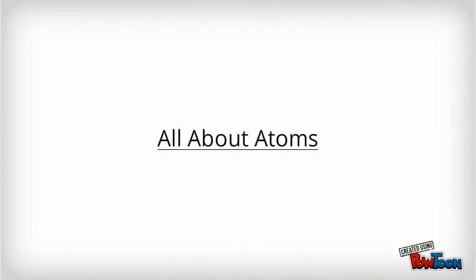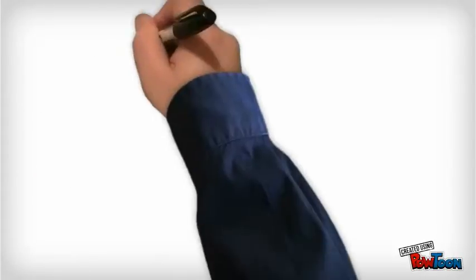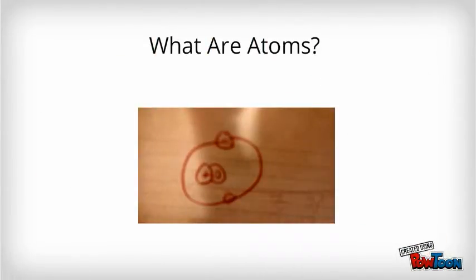Atoms. They make up everything. What are atoms? Atoms are the smallest pieces of elements that still have all the chemical properties of an element. There are over 100 types of atom. Atoms are made up of subatomic particles called protons, neutrons, and electrons.